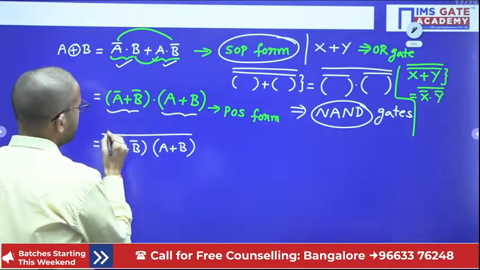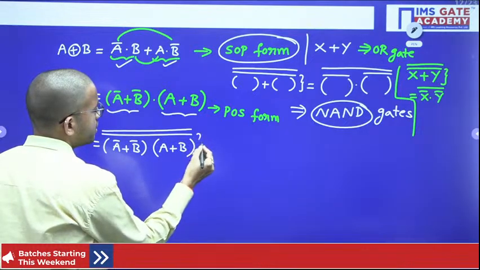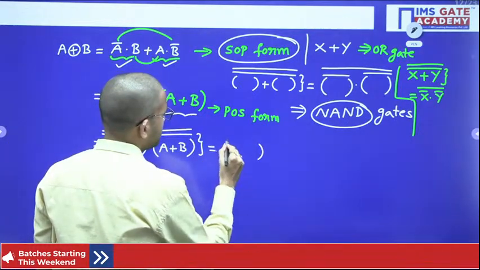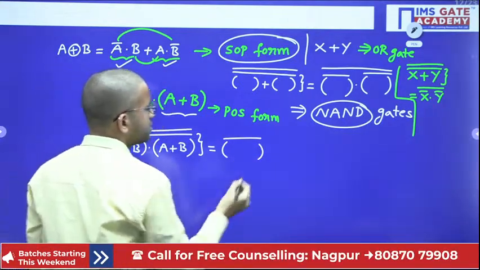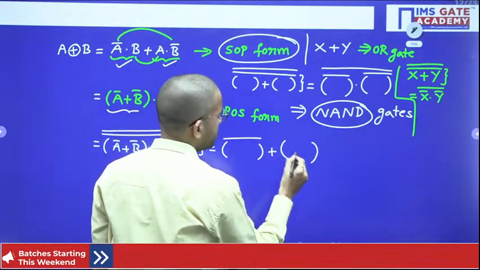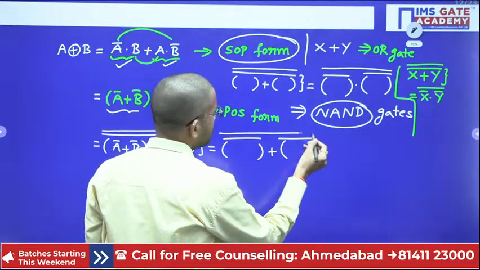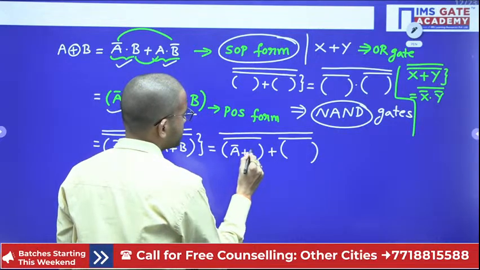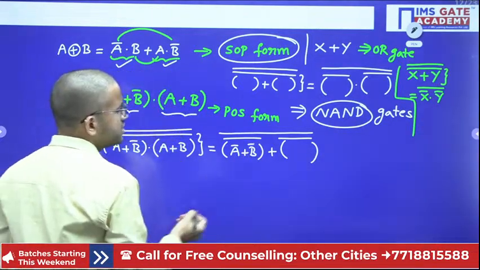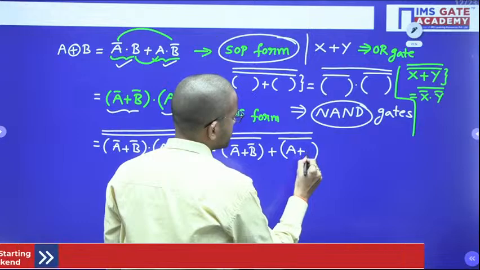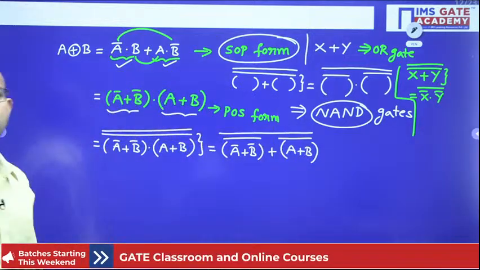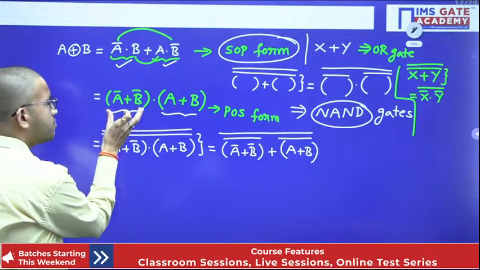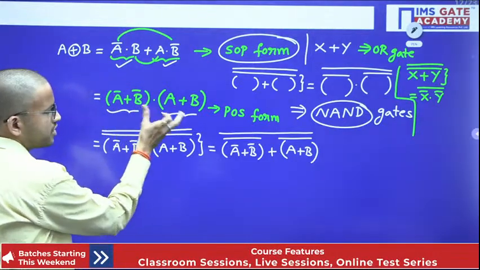Once you are getting like this, after that the same procedure, 2 times complement, same function. For the inner complement you can use De Morgan's law. First term complement, here logical AND, here logical OR, second term complement, and keep the external complement as it is. Here the first term is A bar plus B bar. The second term is A plus B. You can visualize like this. Now this is a sum term, this is a sum term, these two are product together, POS form.